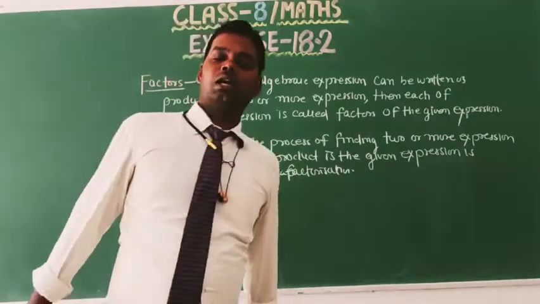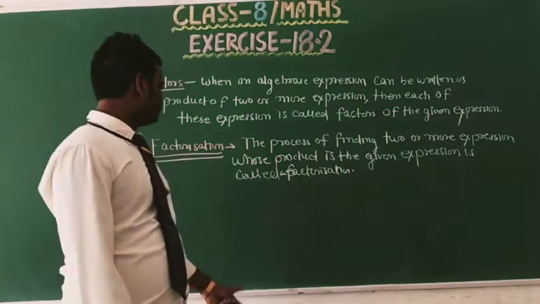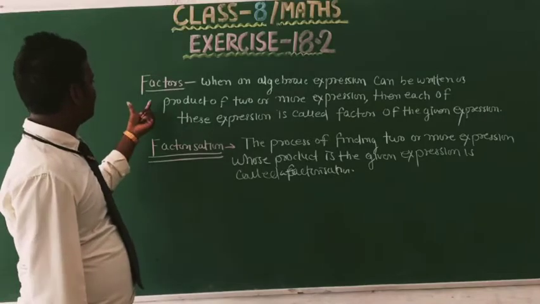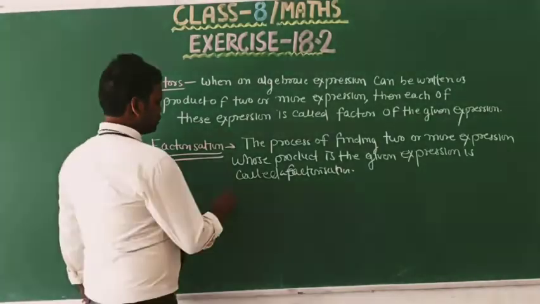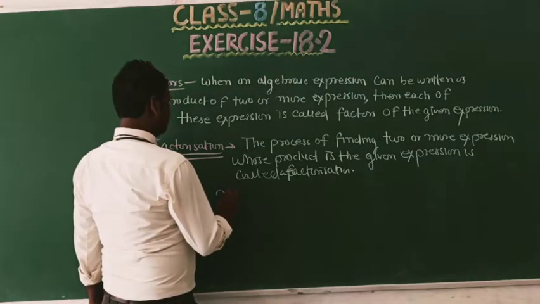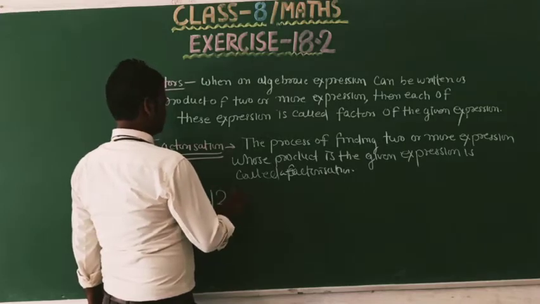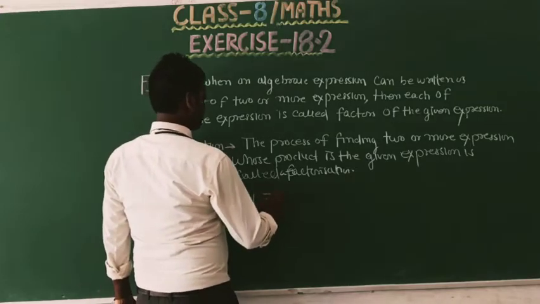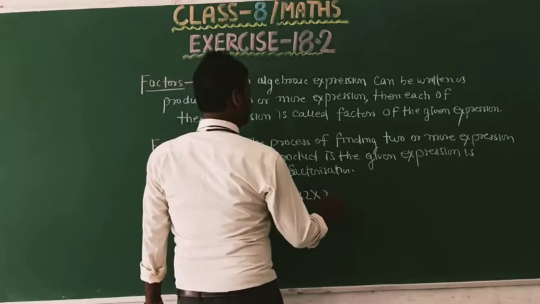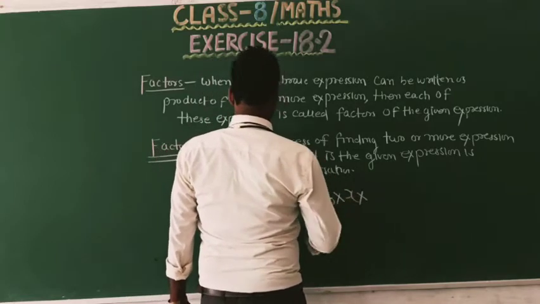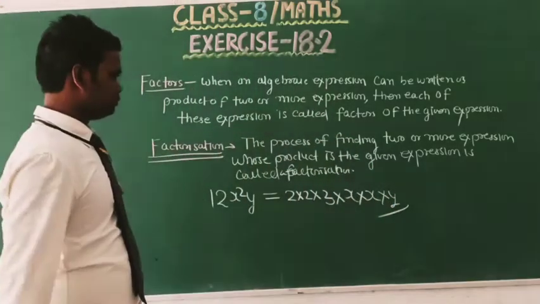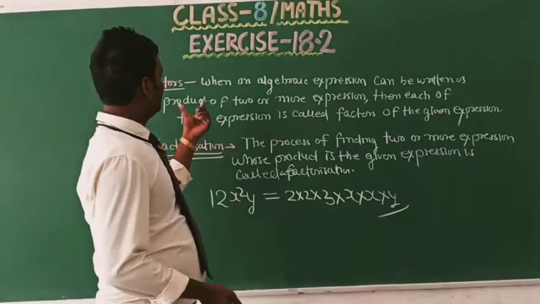Okay, so I will take an example to explain these two terms, factor and factorization. So suppose an algebraic expression 12x square y, where x square, so this can be written as 2 into 3 into x into x into y.